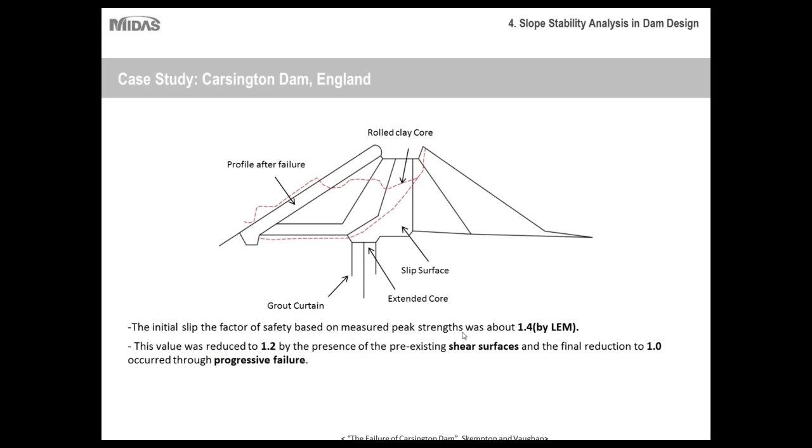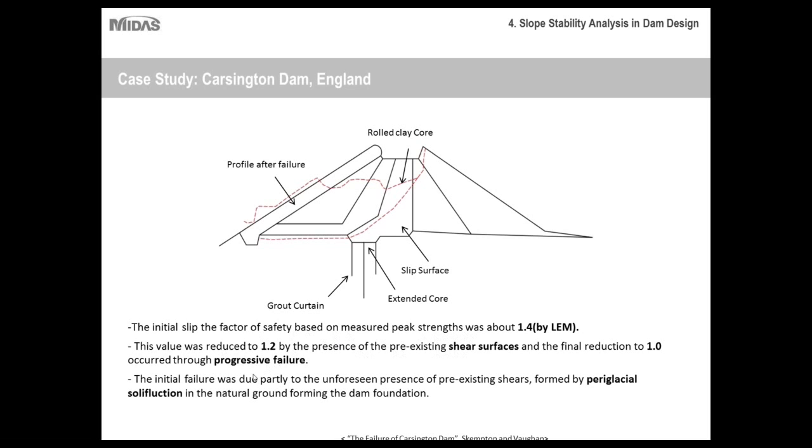So what was the cause of these pre-existing shear surfaces? They were formed by something called periglacial solifluction in the natural ground forming the dam foundation. Periglacial solifluction is a result of water in the soil being periodically frozen and unfrozen. So this dam was built in a seasonal area.